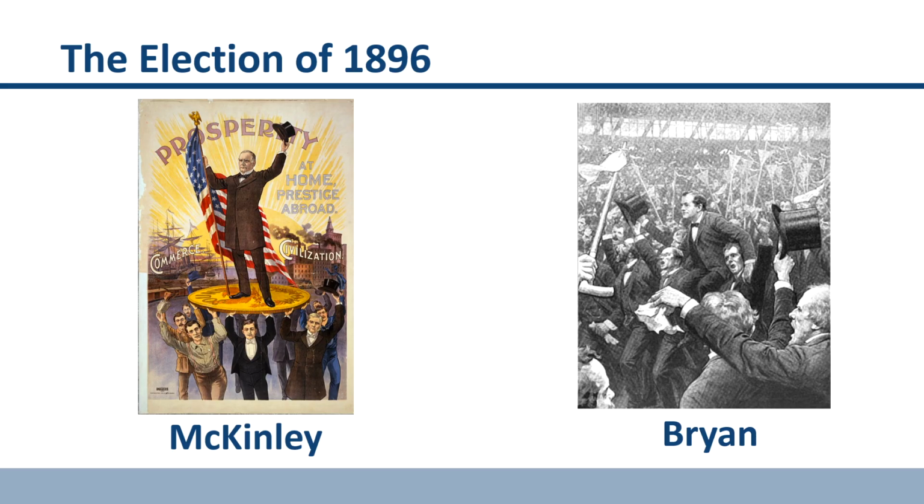Welcome back. In our last lesson, we talked about the Populist Party, which was formed to address a lot of the issues that farmers and laborers faced. The party pushed for several reforms, including government ownership of railroads and telegraphs, the direct election of U.S. senators, and free silver. William Jennings Bryan, a populist, won the Democratic nomination for president in 1896, but he was defeated by Republican William McKinley.